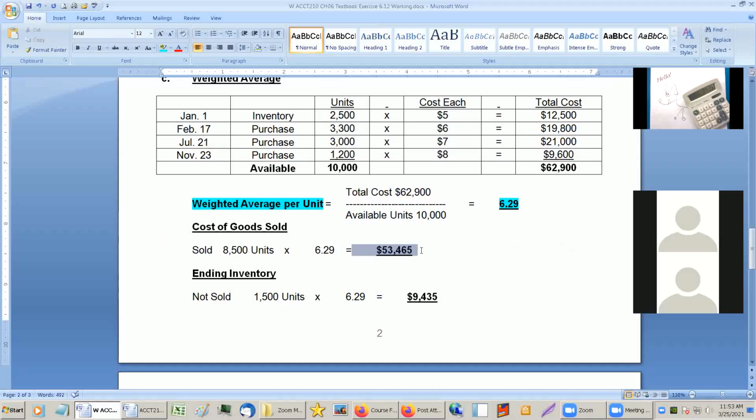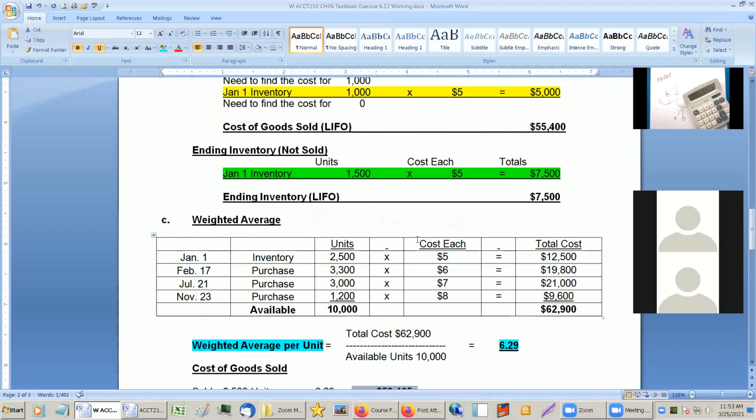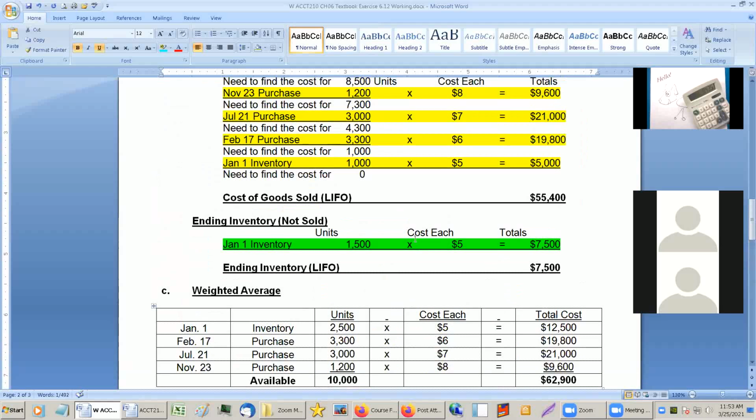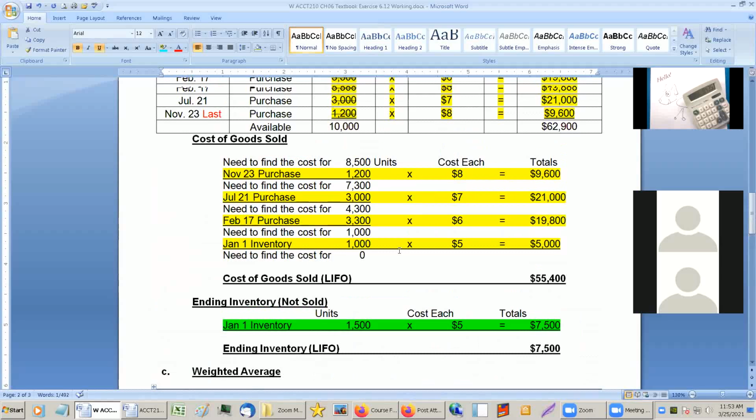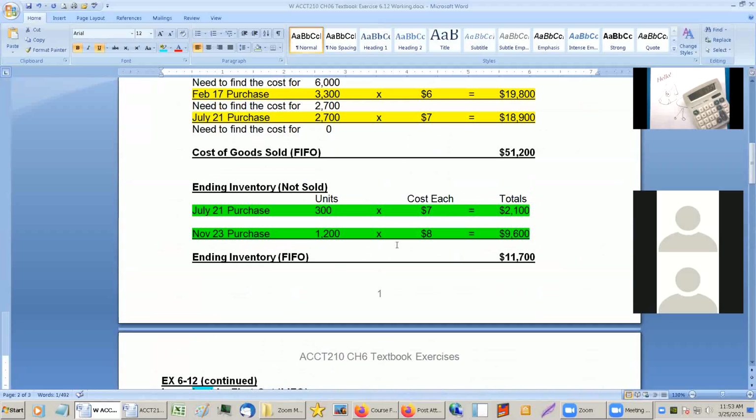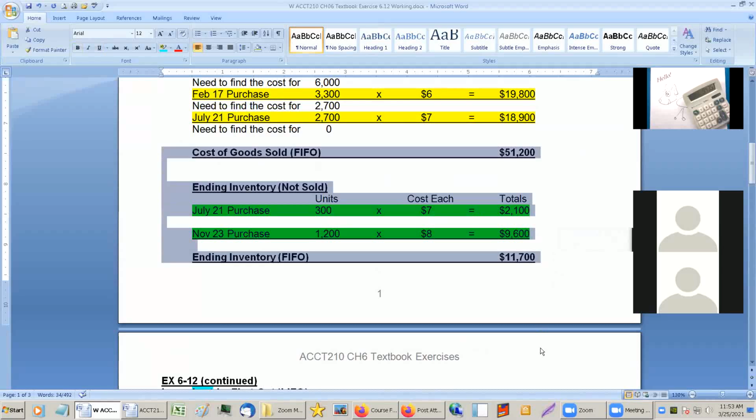And so you kind of see here, if you look at the weighted average one, 53,645, it's kind of in the middle of these other ones here. We kind of summarize it here.